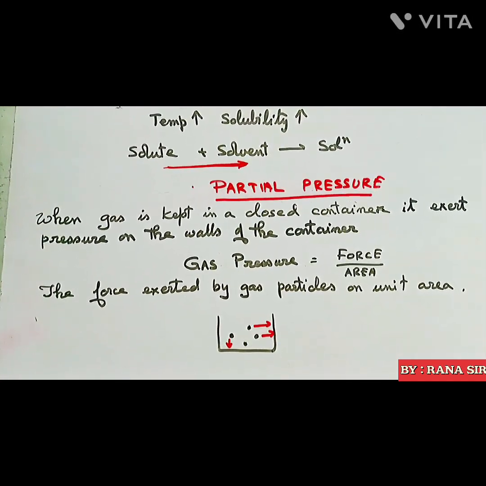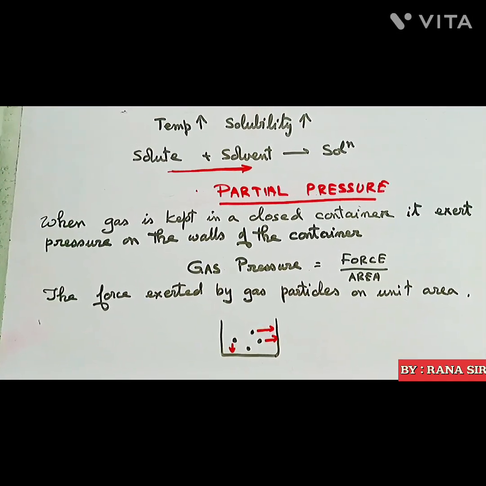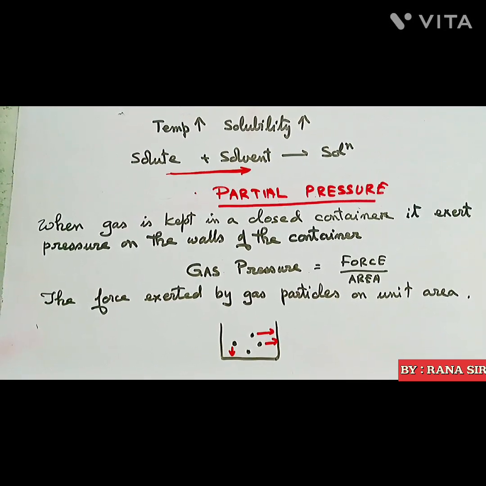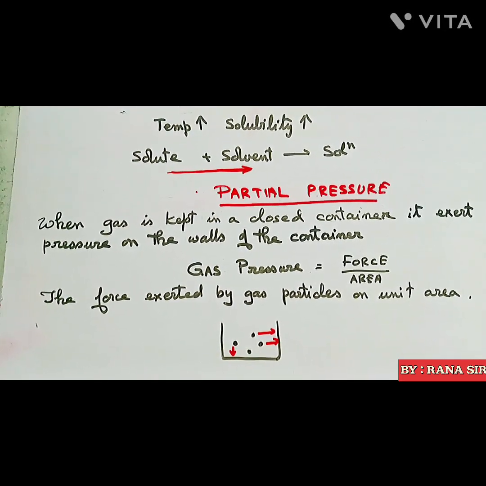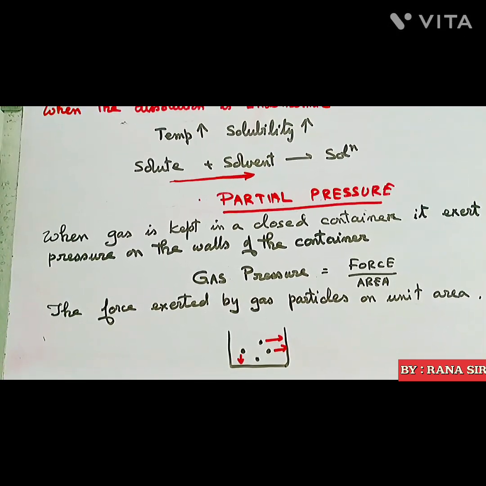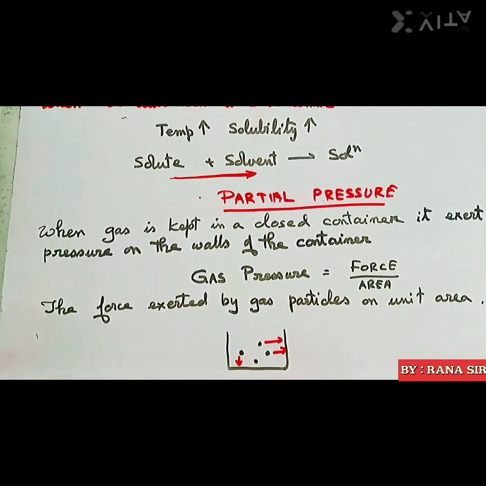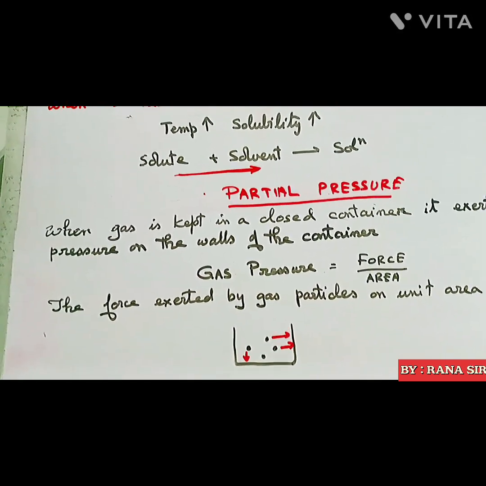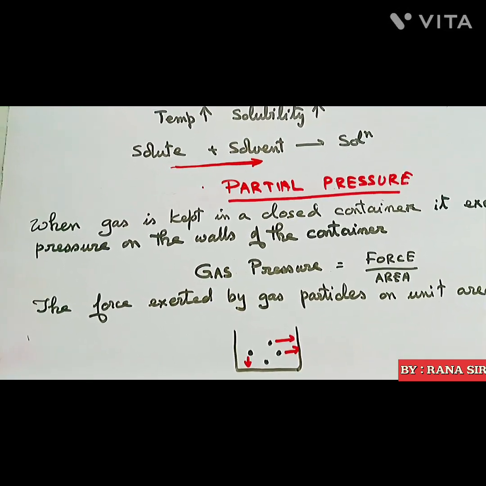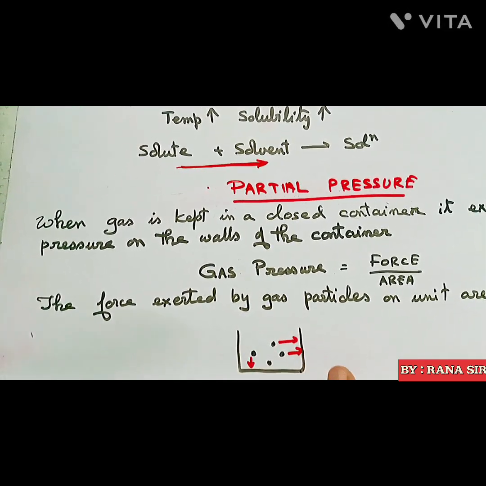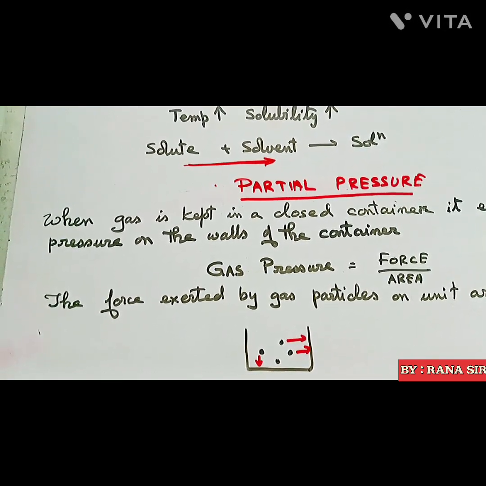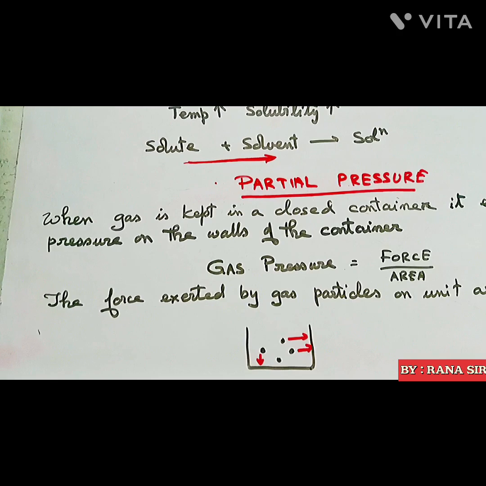Next, partial pressure. So when a gas is kept in a closed container, it exerts pressure on the walls of the container. So gas pressure equals force divided by area, the force exerted by gas particles on unit area. So see, this is a container, there are gas particles. Gas particles are bombarding on the container wall, creating force, and the force divided by per unit area is known as pressure. So this is the partial pressure created by gas when kept in a container.